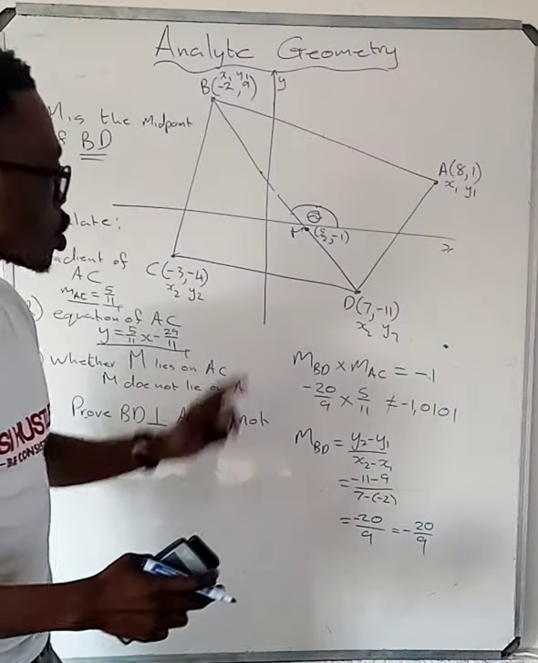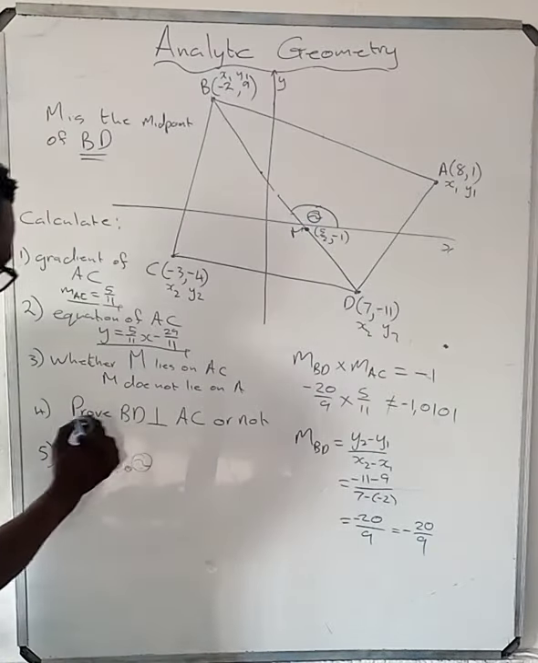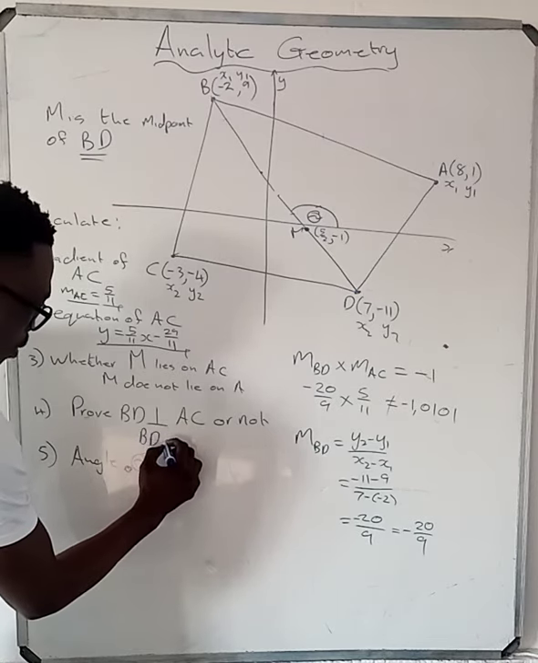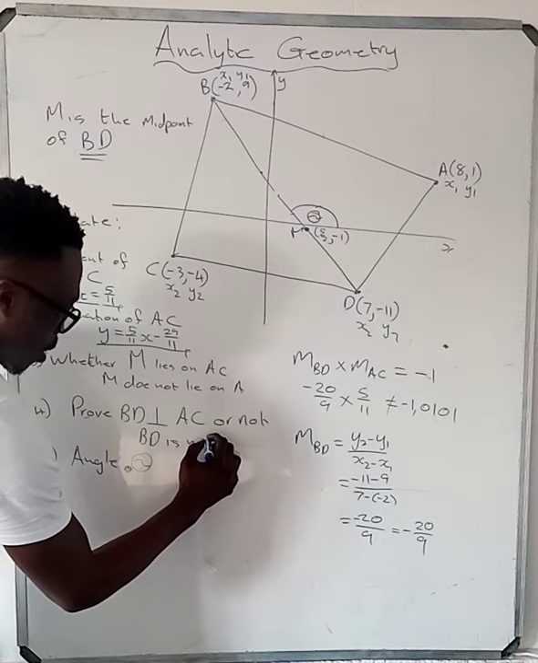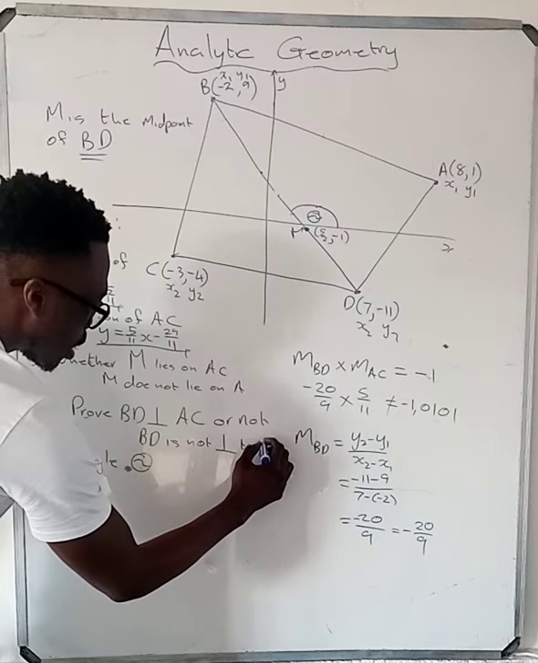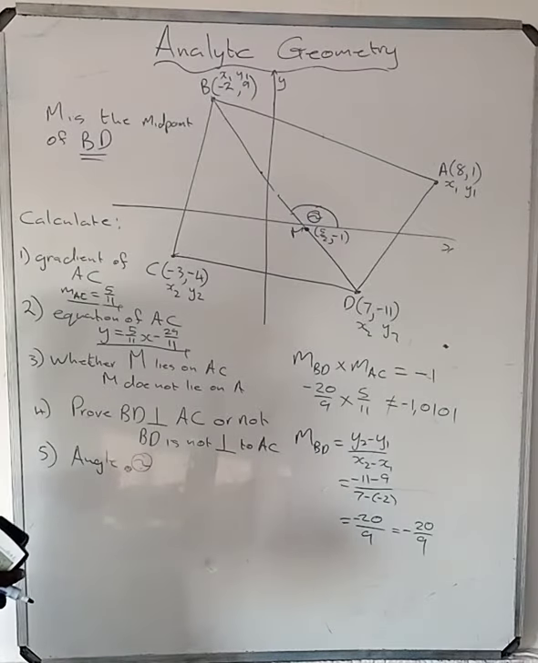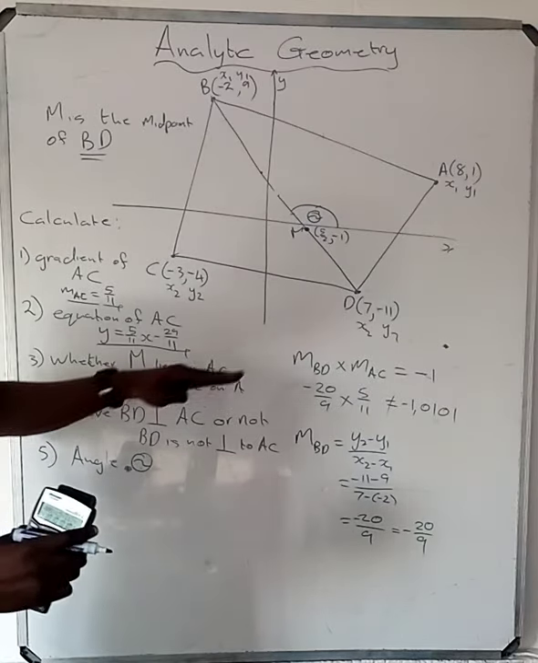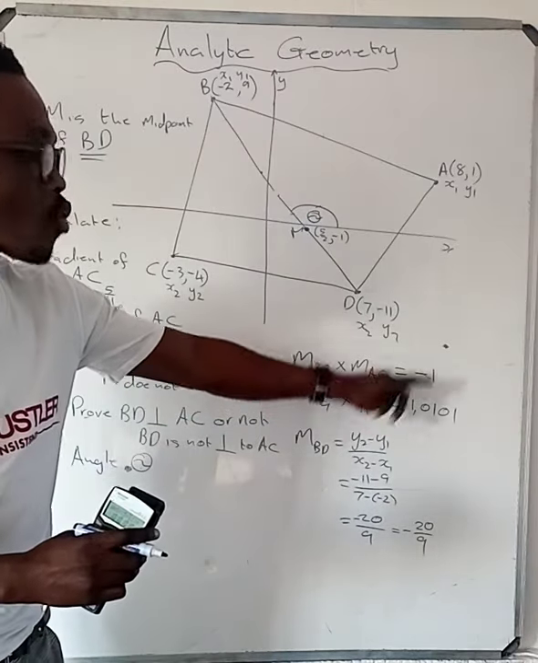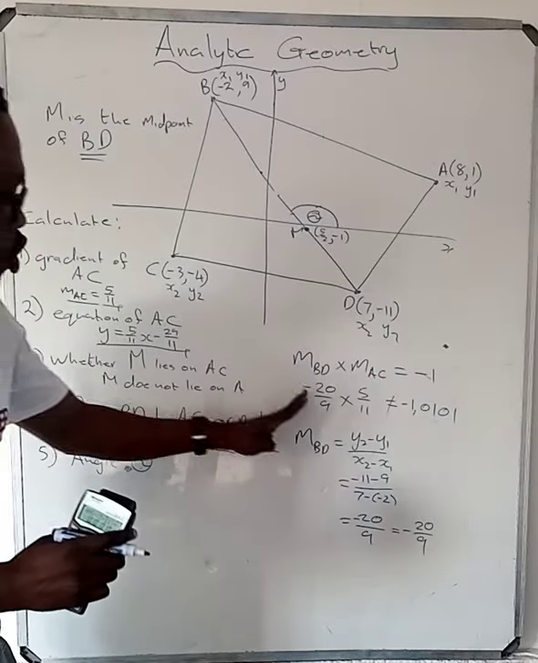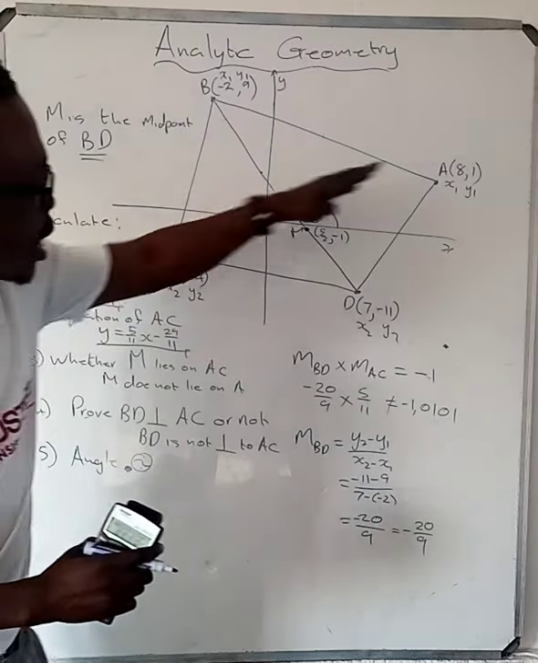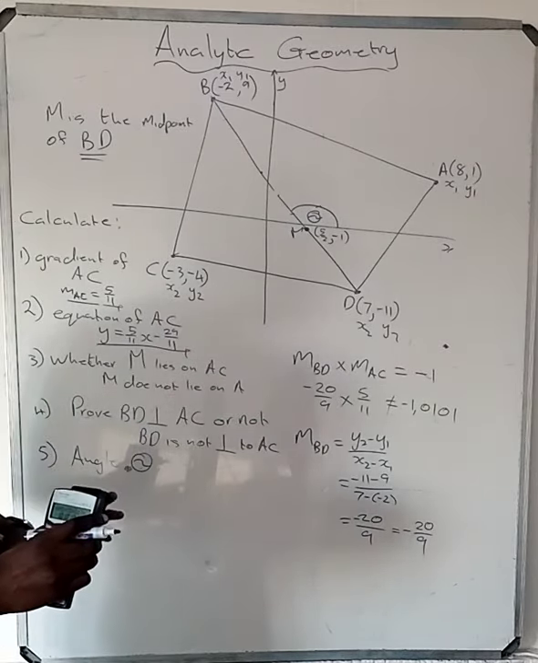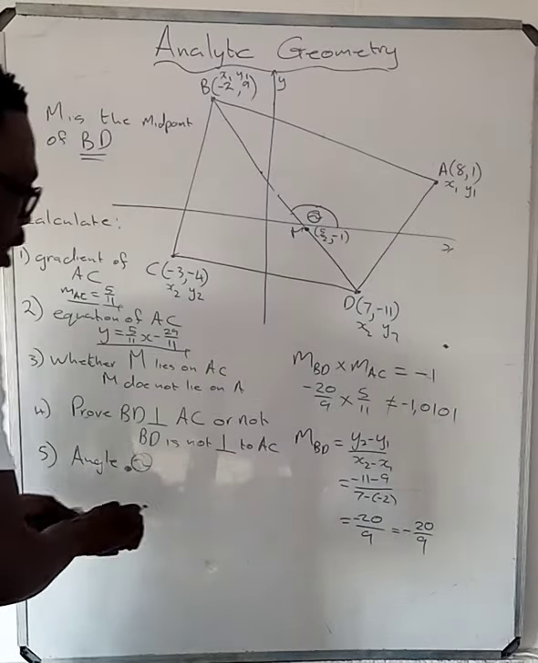That means we have proved that BD is not perpendicular to AC, because the product of the gradients is not exactly negative 1. If it were exactly negative 1, then they would be perpendicular. Okay, now let's move forward again.